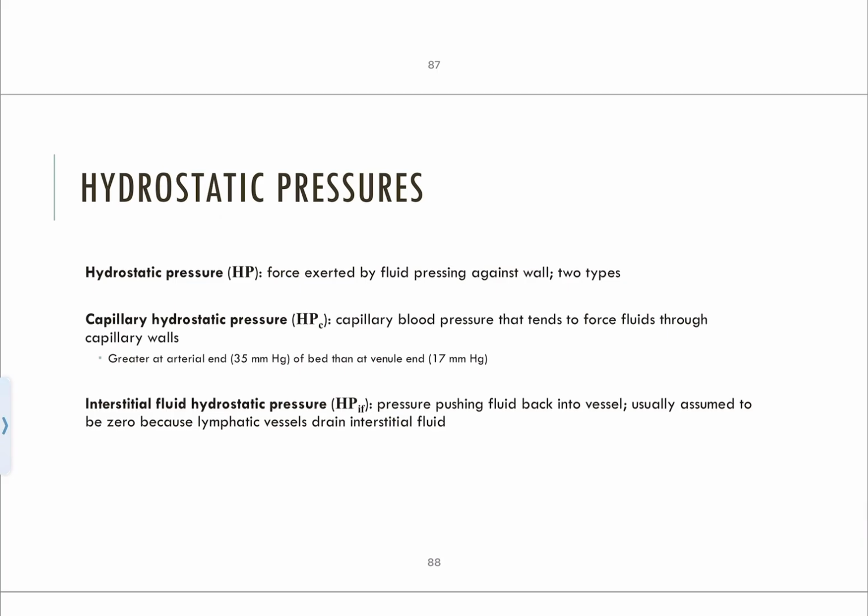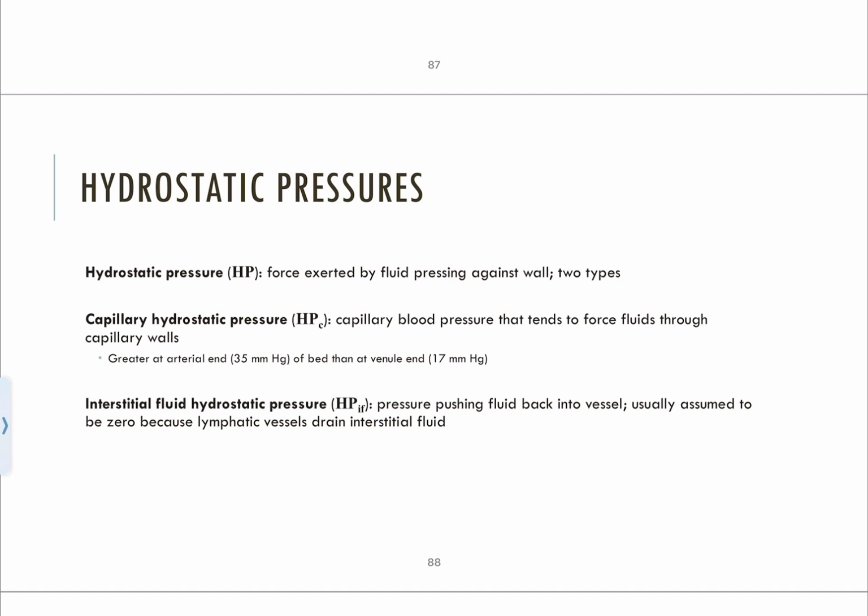So hydrostatic pressure. Hydrostatic pressure is the force that is exerted by a fluid pressing against a wall. So we have two different types. We have capillary hydrostatic pressure, which is represented by a capital H and a capital P with a subscript of C to represent capillary. And then we have interstitial fluid hydrostatic pressure. Again, we still have our capital H, capital P, but the subscript is now IF to represent the interstitial fluid hydrostatic pressure.